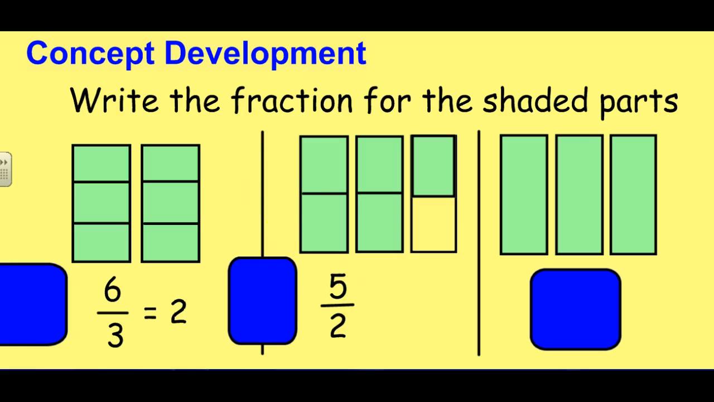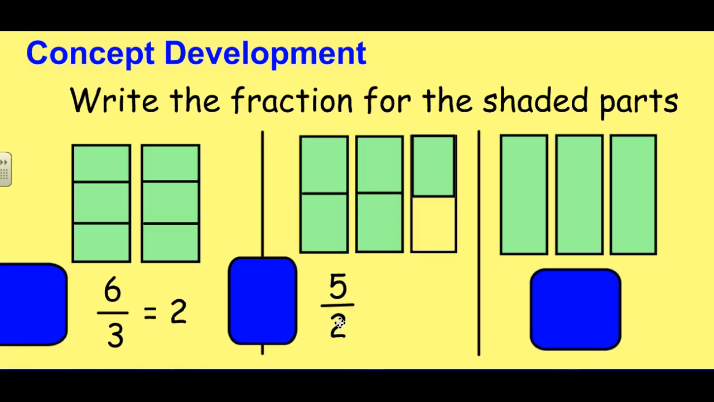Okay, so the denominator for this one was 2, because if you're looking at each whole or each rectangle, you see that each rectangle has 2 parts, so that's where we get the denominator. The numerator is 5 because when you're counting all the parts that are shaded, there's 1, 2, 3, 4, 5 parts that are shaded. So the fraction for this would be 5/2.